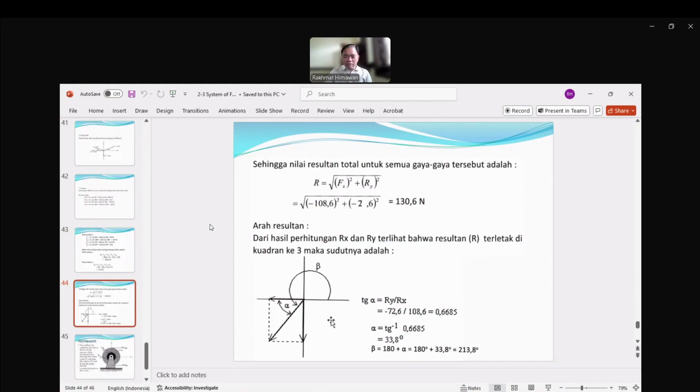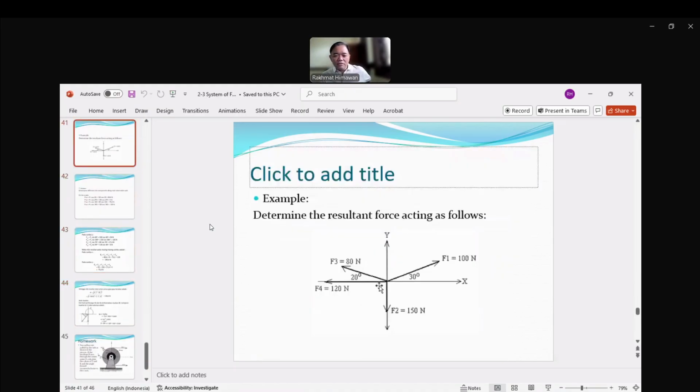This alpha is 33.8 from the x negative counterclockwise. Then that means this condition, this point is actually moving toward that direction. So that's the first step.